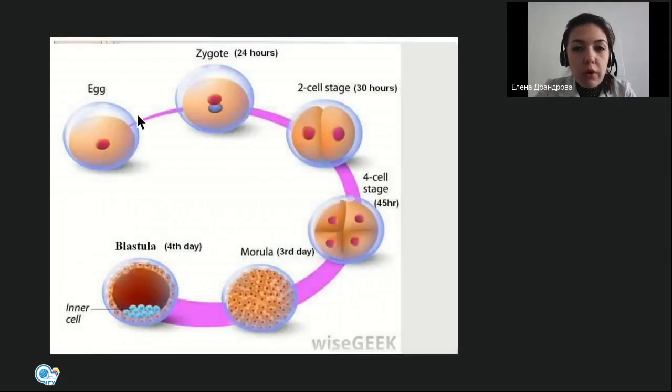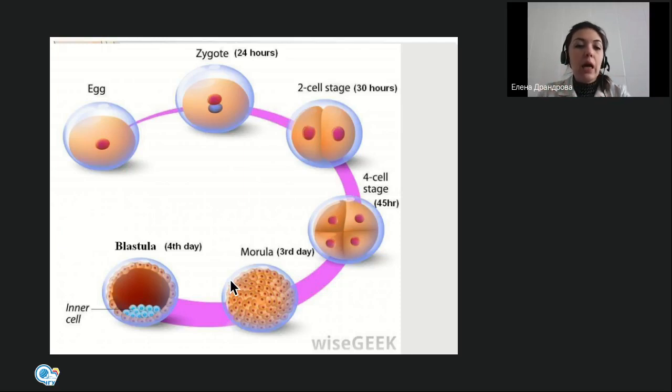Yes, on the third day, it reaches the stage of the morula. So it contains 128 cells. And on the third day of embryonic development, this organism looks like a ball that consists of many very tiny small cells.